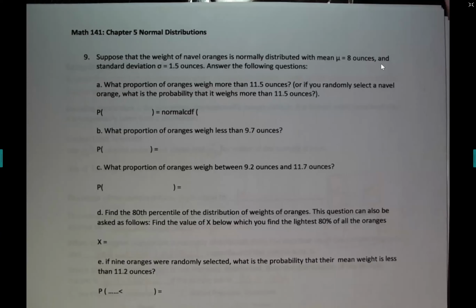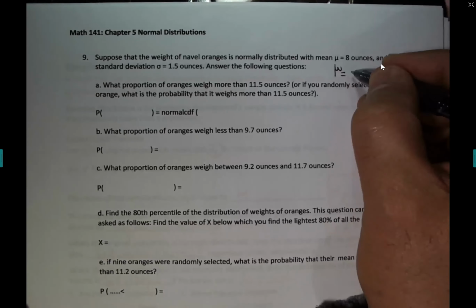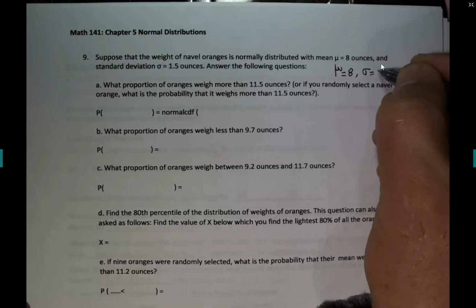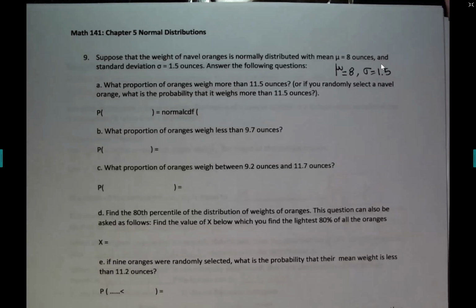Suppose that the weight of navel oranges is normally distributed with a mean of 8 ounces and a standard deviation of 1.5. So the original population is bell-shaped, mean is 8, and standard deviation is 1.5. So the average weight of an orange is 8 ounces. It could vary 1.5 up or down, the standard deviation. What proportion of the oranges weigh more than 11 ounces? Or if you randomly select a navel orange, what's the probability that its weight is more than 11.5?